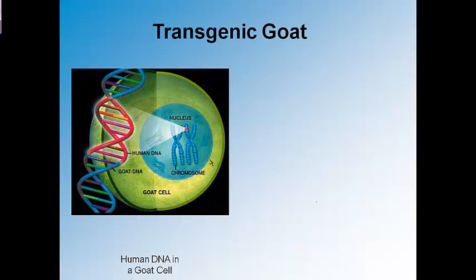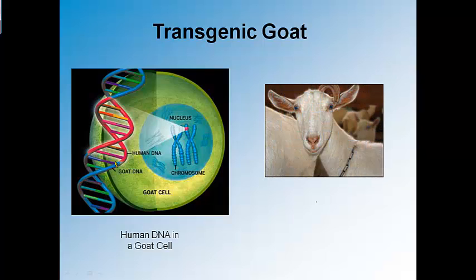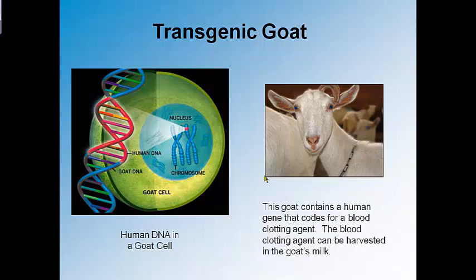For instance, let's say you need a particular protein to make a medicine for someone. What you would do is you would insert the human DNA into a goat cell, basically a goat zygote, and then when that goat reproduces, it would have that human DNA within it to make that protein. That protein would then come out in the goat milk. So this goat actually contains a human gene that codes for a blood clotting agent. That blood clotting agent is then pulled out of the goat's milk and used in humans who have a difficult time clotting their blood or who have some sort of disease where their blood doesn't clot well.